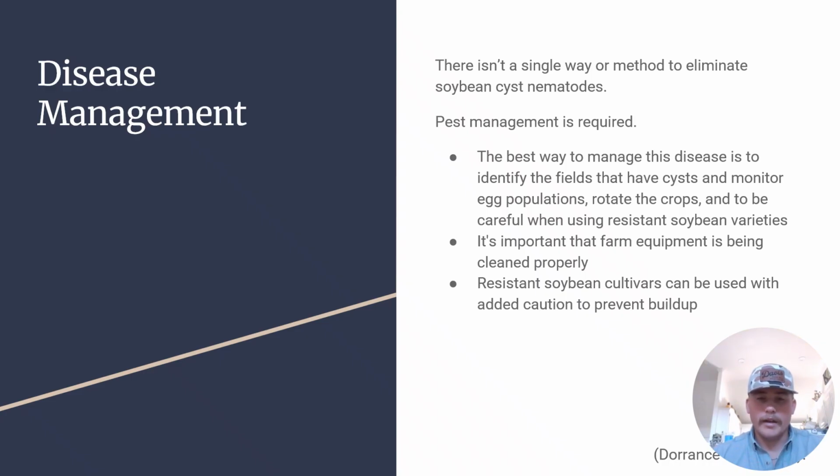Some of the ways to manage the disease. There isn't actually a single way or method to eliminate soybean cyst nematodes. Pest management is required. The best way to manage this disease is to identify the fields that have cysts and monitor egg population, rotate the crops, and to be careful when using resistant soybean varieties. It's important that farm equipment is being cleaned properly. Resistant soybean cultivars can be used with the added caution to prevent buildup.